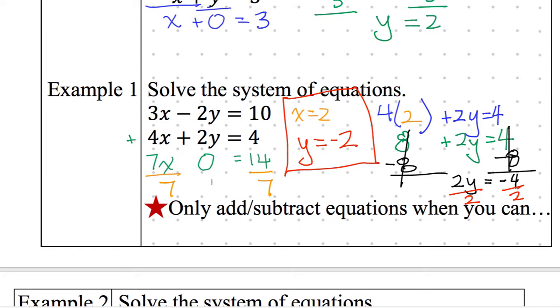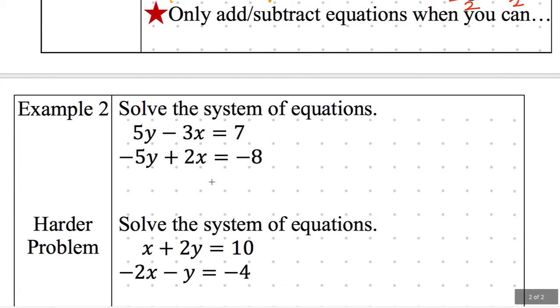There's only one person I believe that has not participated. Is that correct? Just Fernando? All right, Fernando, tell me what to do. We're on example 2. We're on the back.